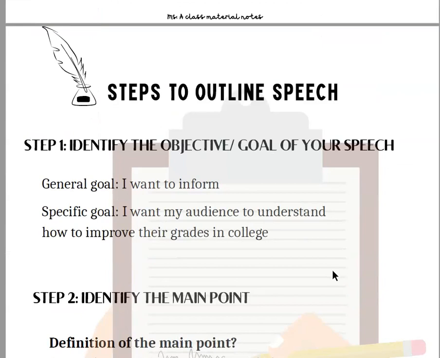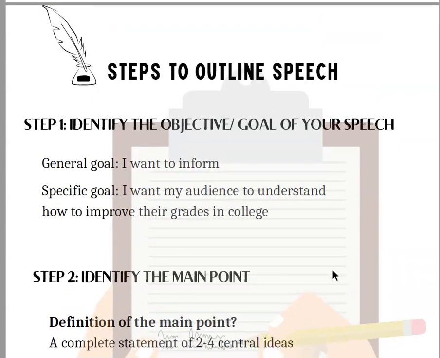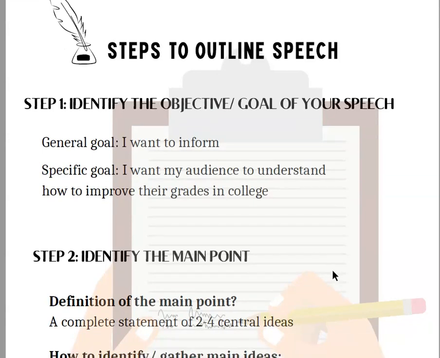Okay, there are 6 steps to the speech outline. We'll look step by step. All right. The first step is to identify your goal. What is the goal of your speech? So there are 2 goals. The first goal is the general goal. The second goal is the specific goal.